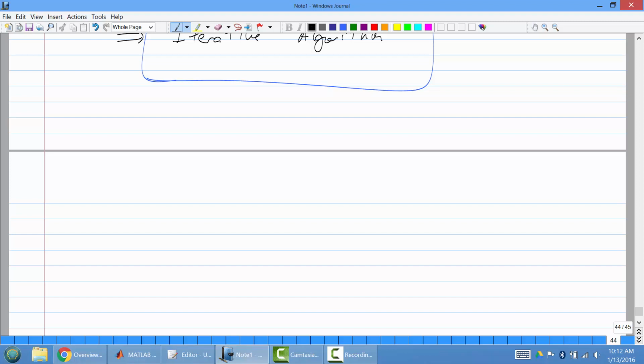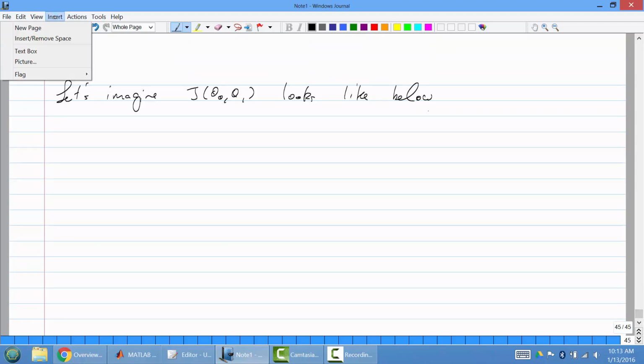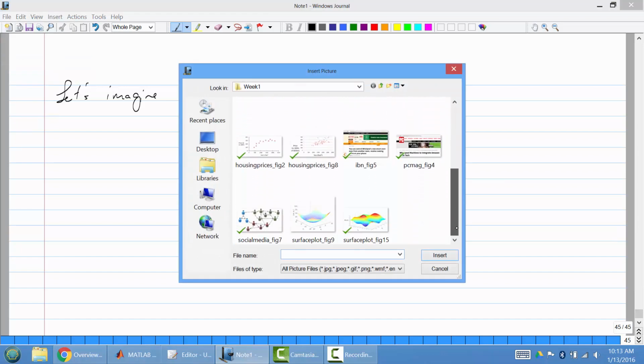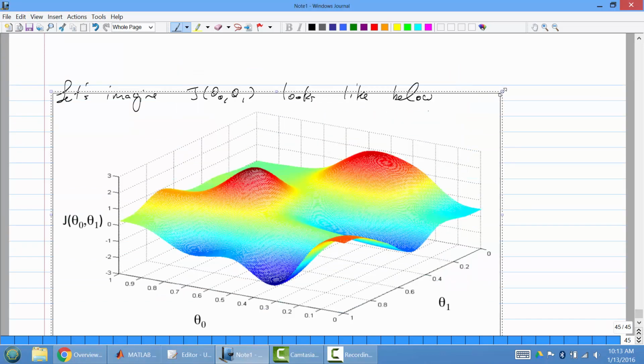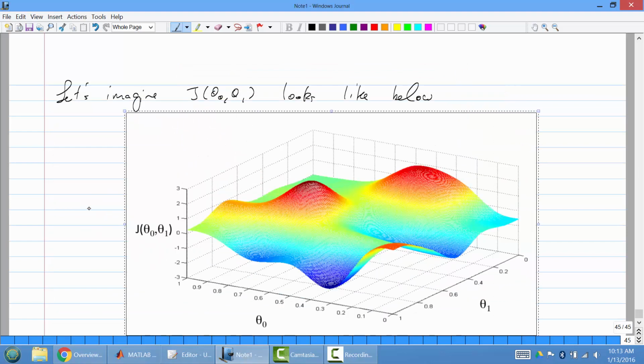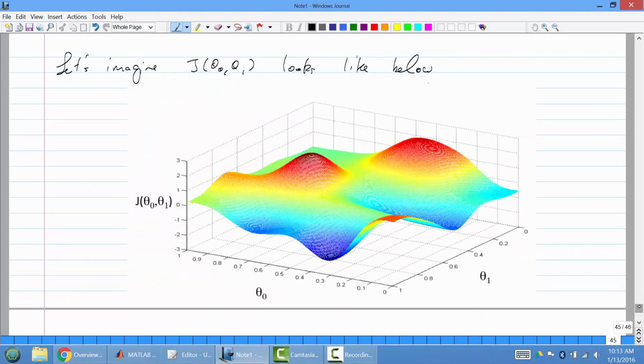Let's imagine the cost function looks like below. So it kind of looks like this. Our actual cost function is convex, so it's not going to look like this; there's only one unique minimum, but for visualization this is nice. This is not the cost function we're looking at, I just wanted to show you this as an illustration.